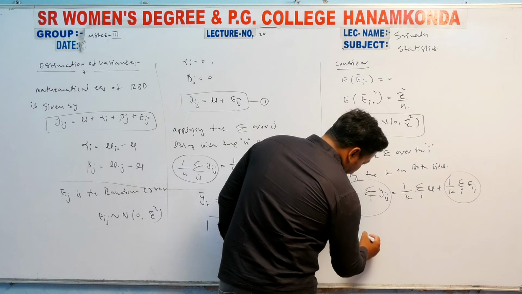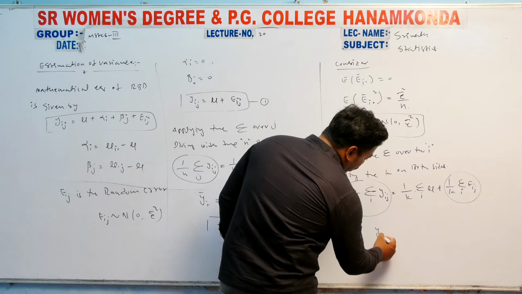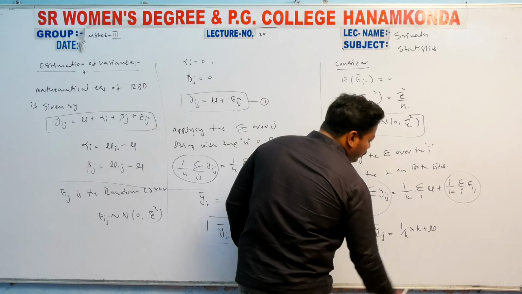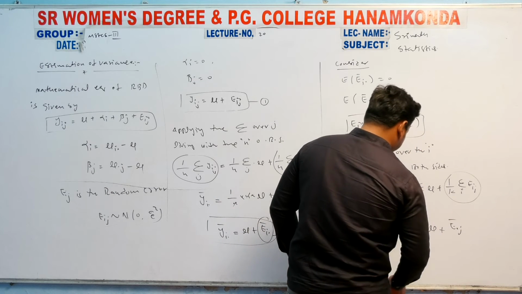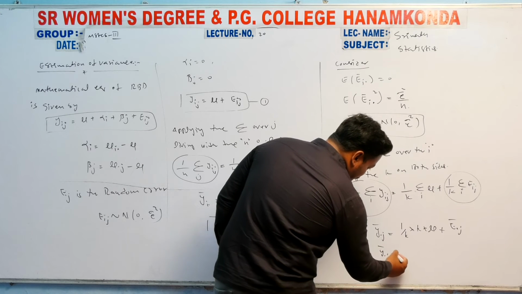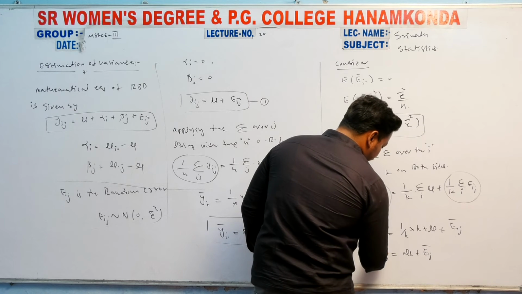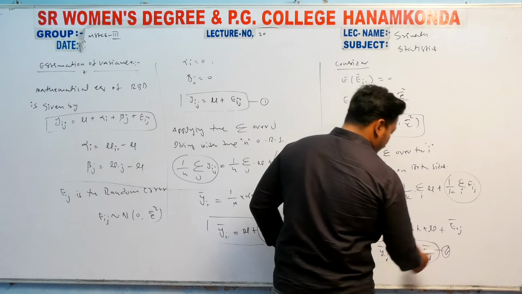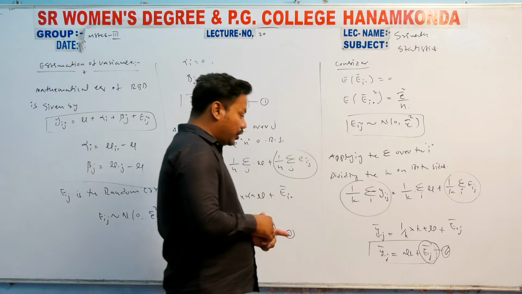Here we can write y dot j bar equal to 1 by k into k mu plus E dot j bar. Finally, y dot j bar equal to mu plus E dot j bar, the equation 3. We are finding the E dot j bar.